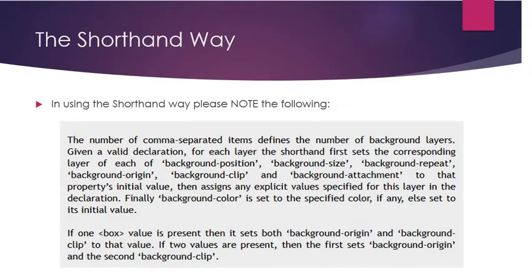Next is the shorthand way. It has a couple of different things to it, but first is just how it's written. You just write your background, and then you tell it all of the different properties that you want to set. Then you do a comma, and you move to the next image. One of the caveats for this way of writing is that if a box value is present, then it sets both the background origin and the background clip to that same value. So you have to be careful when writing the shorthand way.